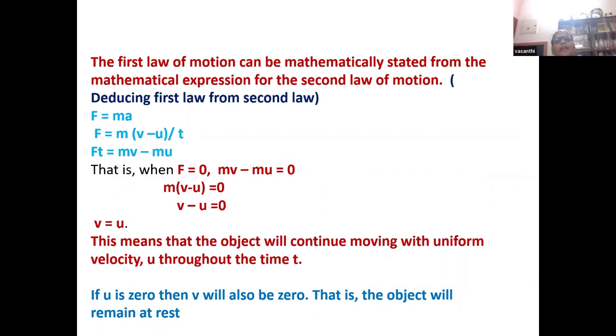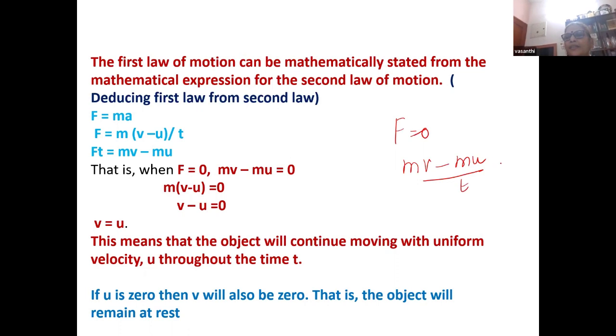So now we can derive the first law. The first law can be derived from the second law. How? How to get the first law from the second law? So what is Ft here? mv minus mu, isn't it? What happens when force is zero? mv minus mu is equal to zero. That means what? v is equal to u. Initial velocity is equal to final velocity. So when F is equal to zero, what is the change in momentum?